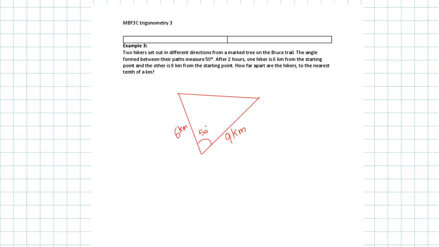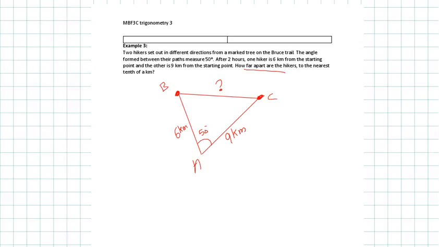Yes. Okay. So this is where the hikers are. This is one hiker. This is the other hiker. The question is, how far apart are the hikers to the nearest tenth of a kilometer? So what am I looking for? Find the distance between the two. Yeah. So I'm looking for this. Now, you can call it whatever you like. A, B, C, or B, A, C, whatever you like. It doesn't matter which way you call it as long as you use the right formula.